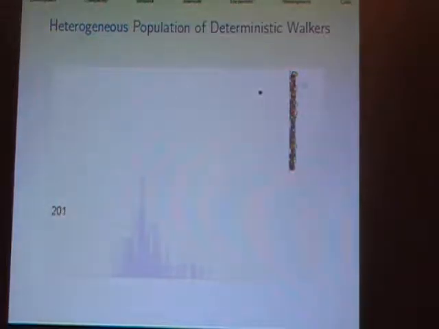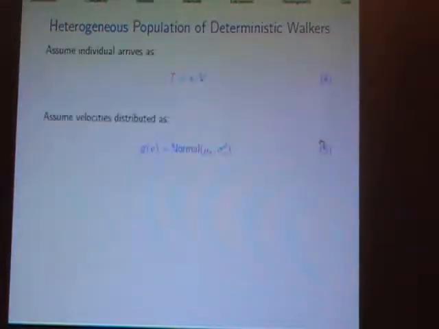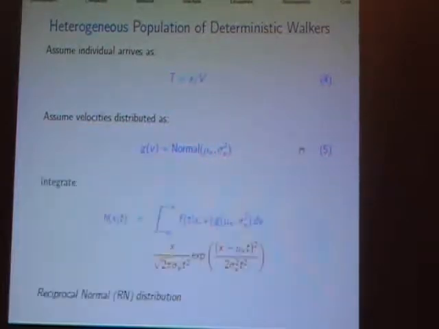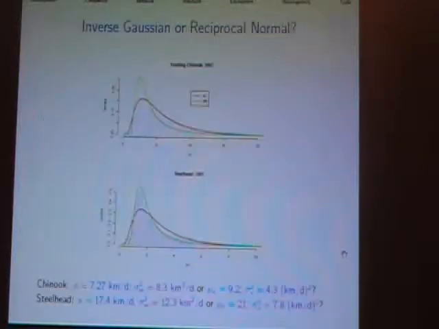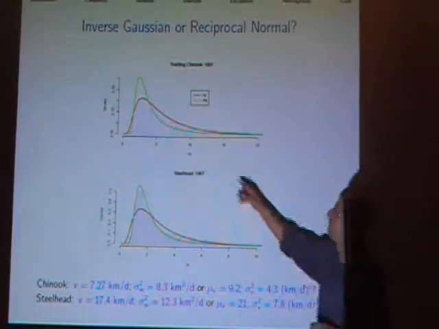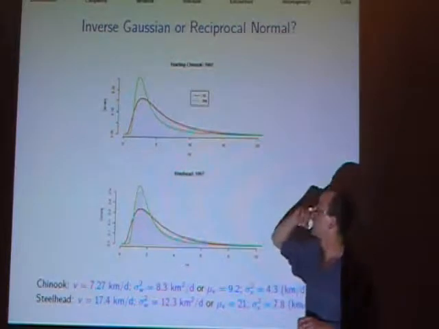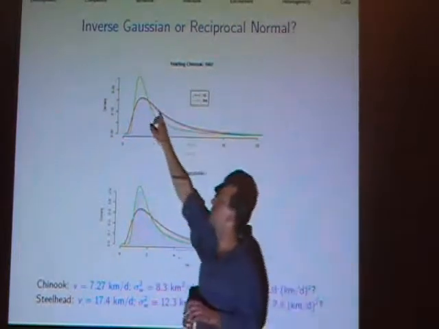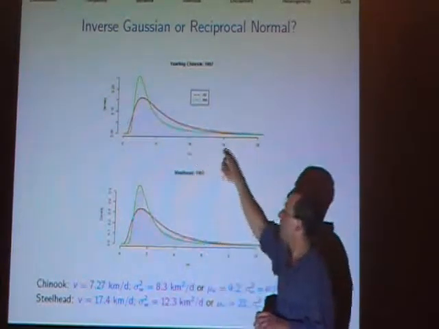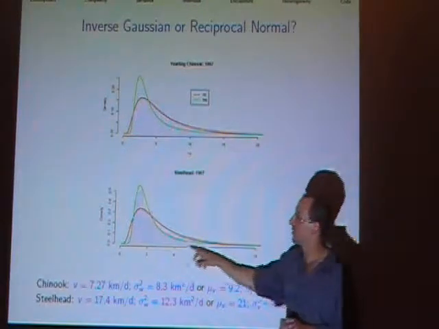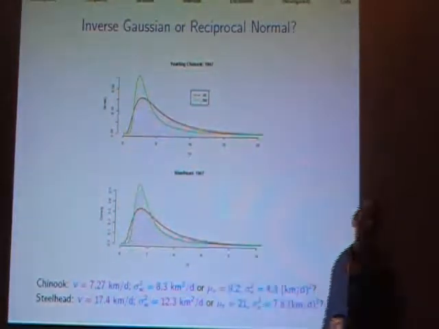One tail is so long it doesn't even make it. So we can do the exact same sort of thing, and we have this other distribution. It's just one over the normal distribution. And you can wonder, okay, how do we know which one to use, or which is better? Here's two species. Here's yearling Chinook, and we see that they look a little bit more like this sort of diffusion model. And we look at steelhead, and we see that they tend to look a little bit more like this heterogeneous model.